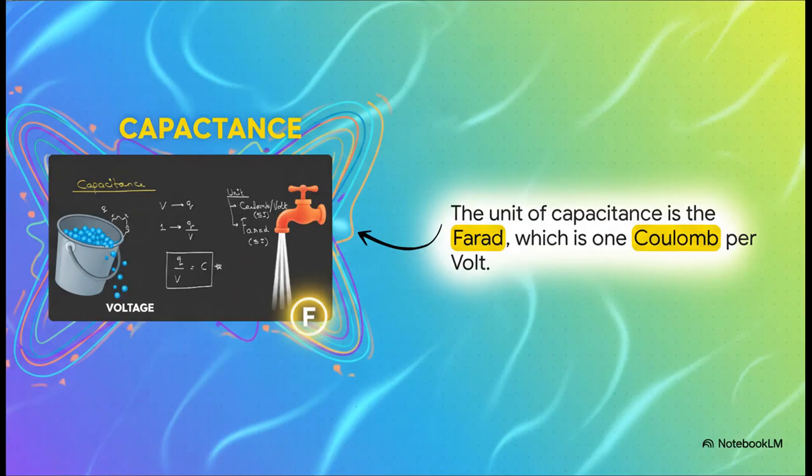Capacitance, C, is just the charge, Q, divided by the voltage, V. Now, the unit we use for this is called the Farad. And to really get what that means, think of it like this. Imagine voltage is the pressure you're using to fill a bucket with water. Well, the capacitance is just the size of that bucket. A bigger bucket, a higher capacitance, means you can hold way more water, or in our case, charge for the exact same amount of pressure.